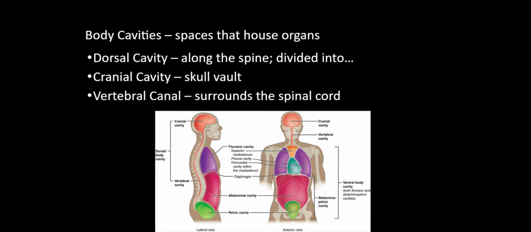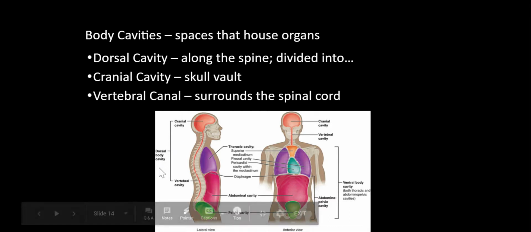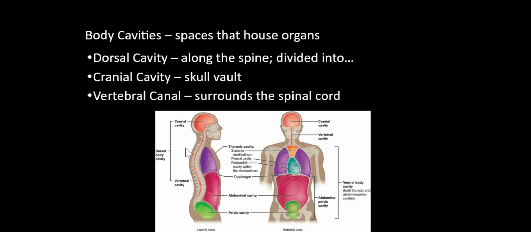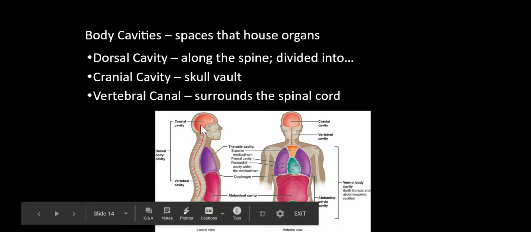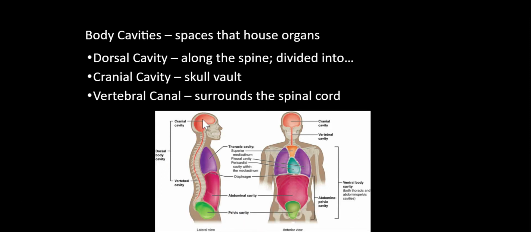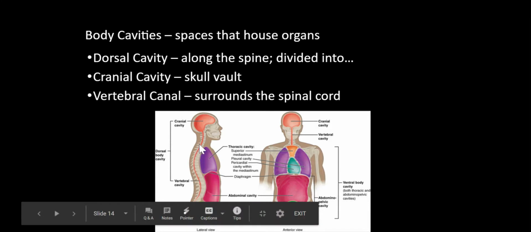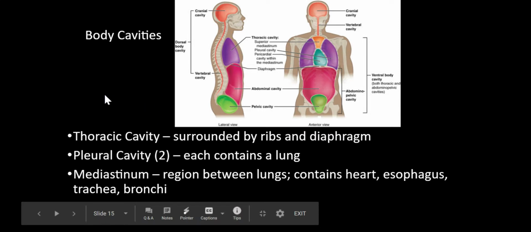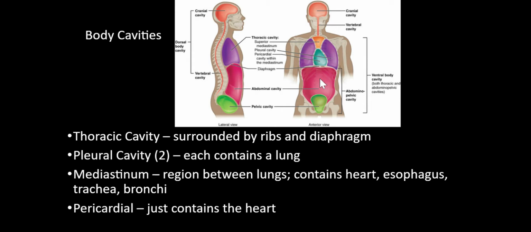Okay, so the first cavity is what's called the dorsal cavity, and remember, dorsal means along the spine. So this is essentially for your nervous system, and it's divided into two smaller cavities: the cranial cavity for your brain, and the vertebral cavity for your spinal cord. Goes through your vertebrae. All right. Next is a thoracic cavity, which means chest, and at the bottom it is separated from the abdominal cavity by the diaphragm. All right, and then it basically takes up the rest of your rib space.